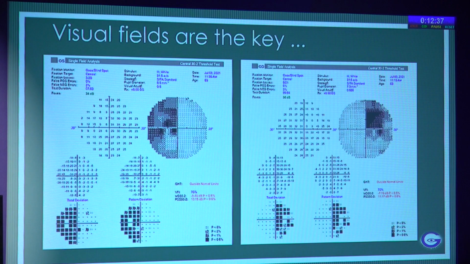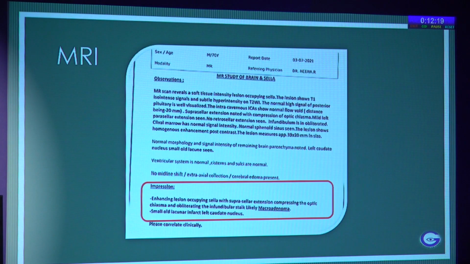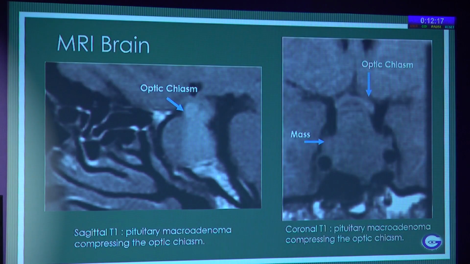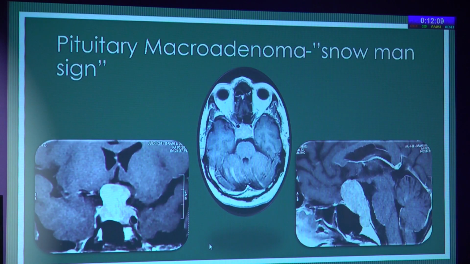So what are you seeing here? This is a bitemporal hemianopia, obviously more in the left eye. So now you know why he was concerned. And what are the next investigations you would do? You have to image this patient, and that is what we did. We found he had a large sellar mass which was compressing the chiasm. It was a pituitary macroadenoma, and you can see the typical snowman sign here.